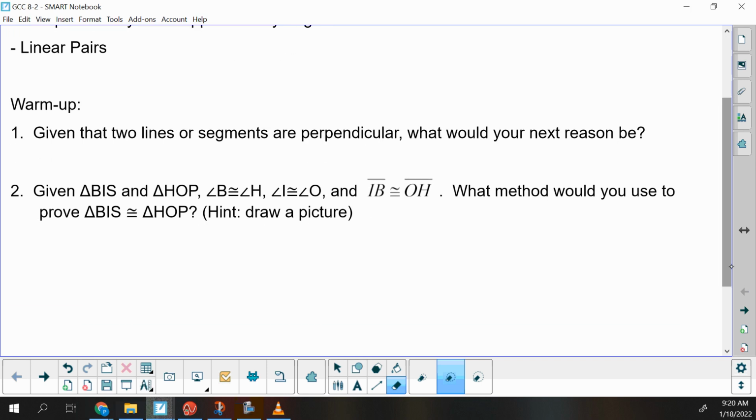So if we had line segments perpendicular, automatically the next thing should be perpendicular lines implies right angles. Hopefully that one was an easy one.